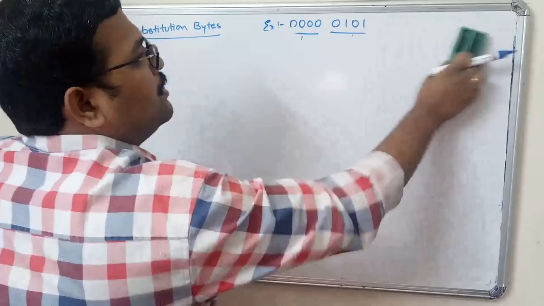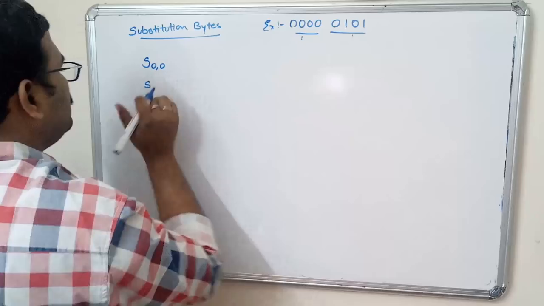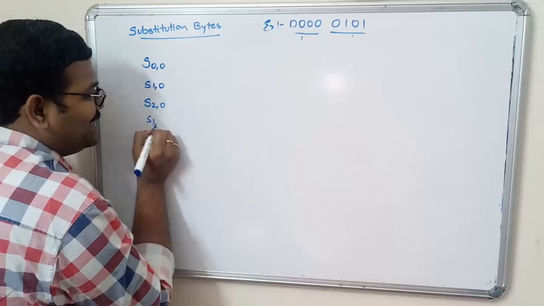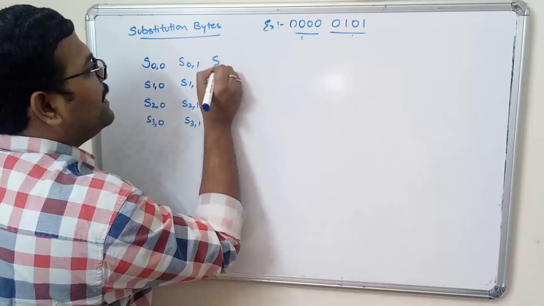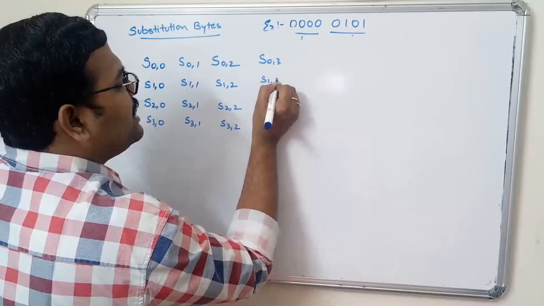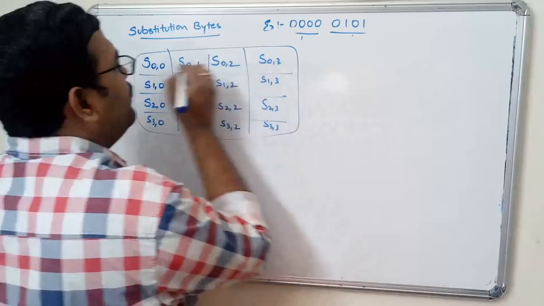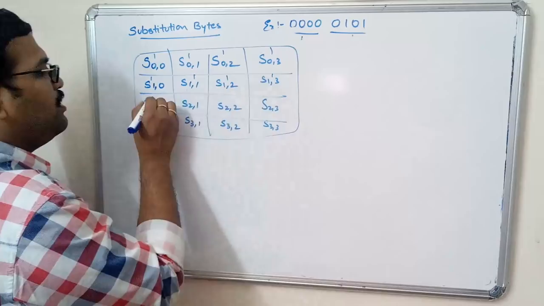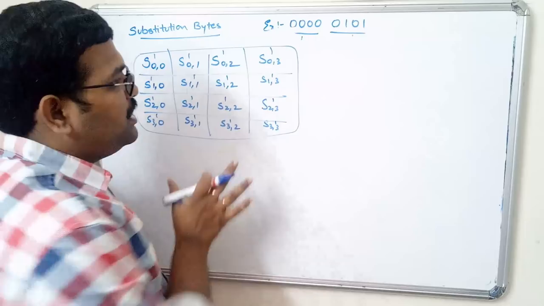So let it be S00, S10, so that means the first byte of the first word, S20, S30, S01, S11, S21, S31, S02, S12, S22, S32, S03, S13, S23, S33. So this is the state array input for the S box and the output will be stored in another state array called S dash. So S dash 10, just the representation is different. So input is S and output is S dash. So this is only for the S box. And this will be given as input to shift rows.